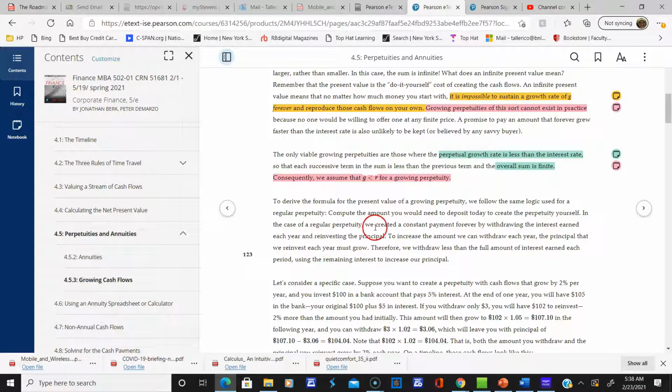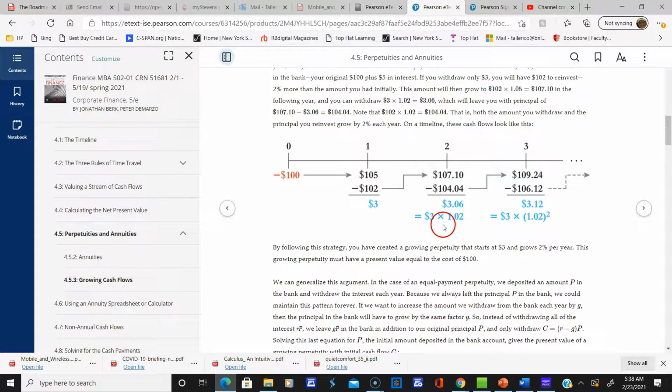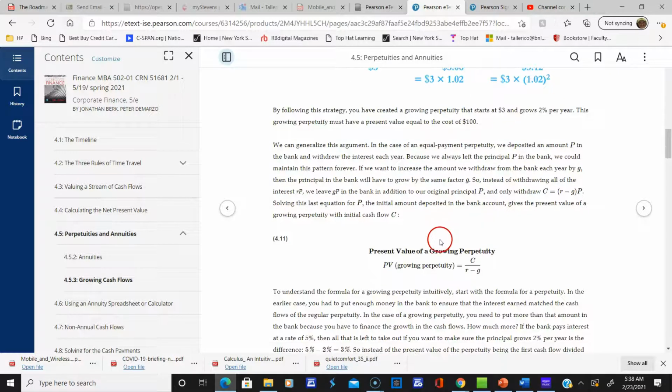If you read down here a little bit, here's the timeline, and it comes down to a real nice simple formula. The present value of a growing perpetuity is that equation right there: your cash flow over your interest rate minus your growth rate.